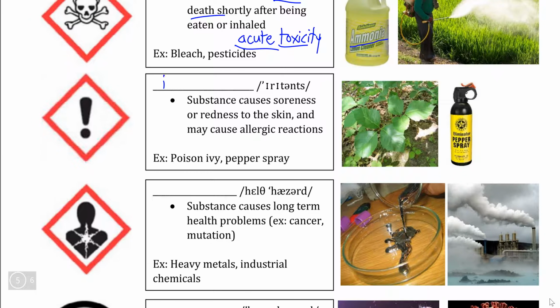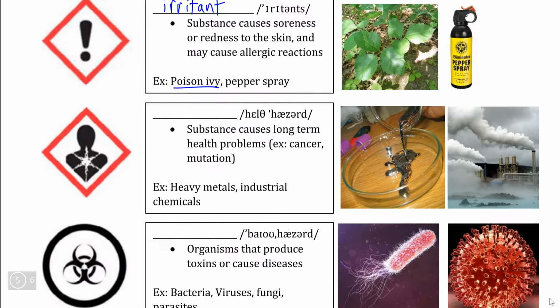The exclamation mark indicates the presence of an irritant, which may be poisonous on their own, but under circumstances where you get them on your skin or close to your eyes, they cause the skin to become sore and red and may cause allergic reactions on the skin. Oftentimes, these are very dangerous when consumed, but the main danger is to avoid any skin contact. A lot of plant poisons, such as that in poison ivy and pepper spray, which is used for crowd control in protest, are examples of irritant compounds.